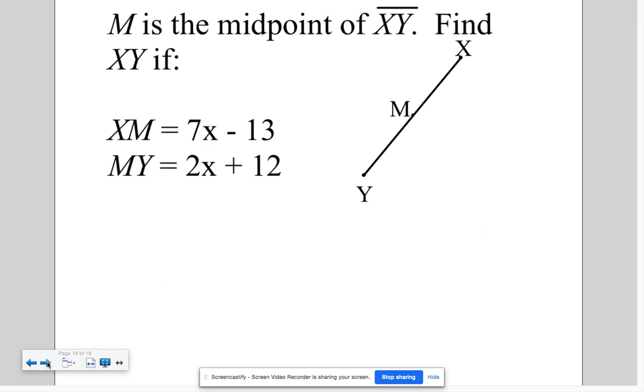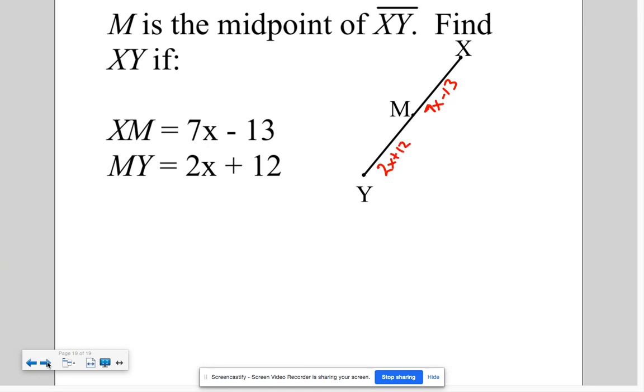All right. We also do have midpoint problems that involve variables. I believe this is our last slide. So here we are told M is the midpoint of segment XY. Find XY if XM is 7x minus 13. I like to write in these values. And MY is 2x plus 12.